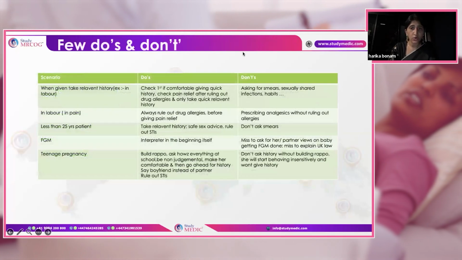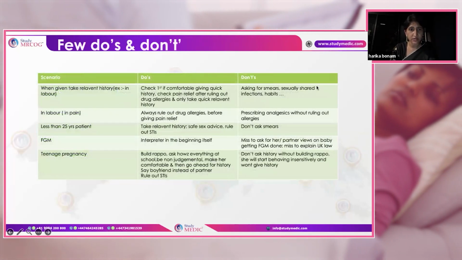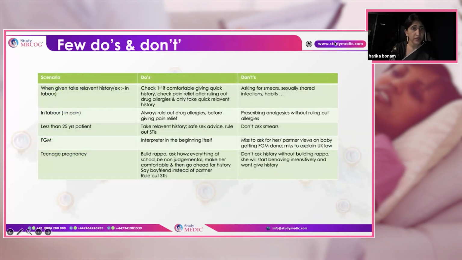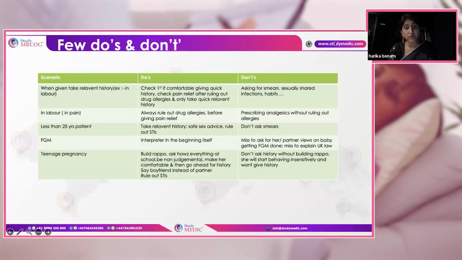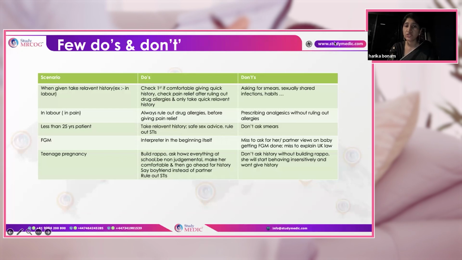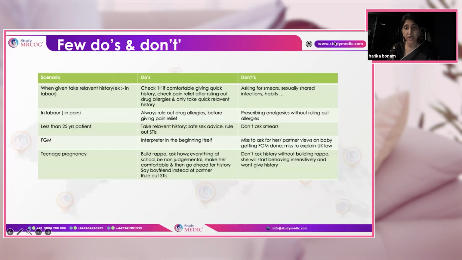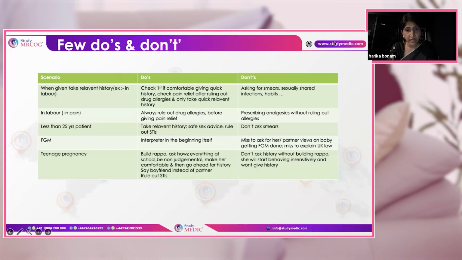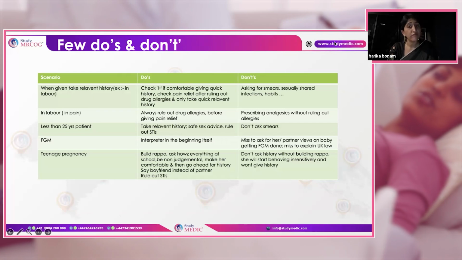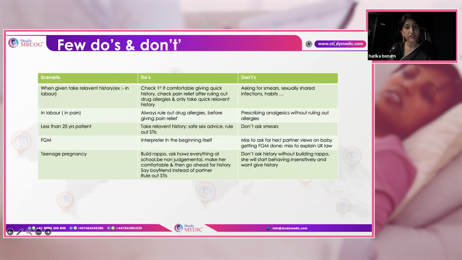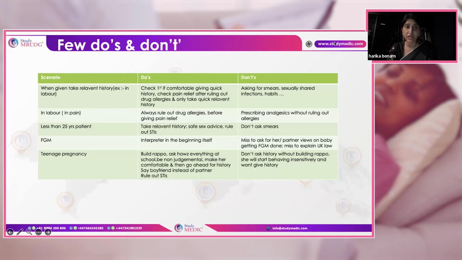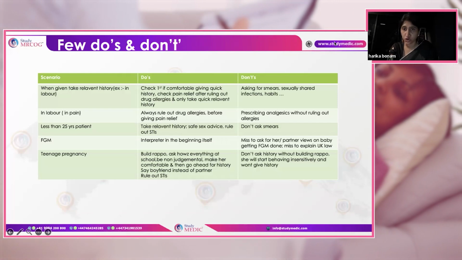Now, a few do's and don'ts I just wanted to discuss here. Scenario, for example, when asked to take a relevant history, for example in labor. Do's: you have to check if the patient is comfortable to give history or not. If the patient is in pain, please give her some pain medication, but only after ruling out allergy. Rule out the allergies, give pain medication, and then take a quick relevant history. Check if she is okay to give history or not.